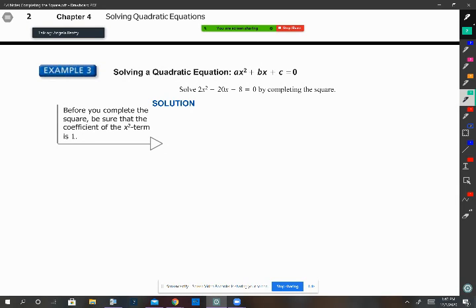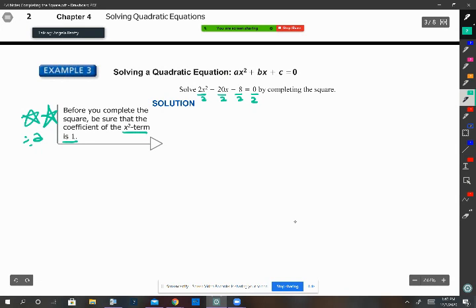So I want to make sure that there's a couple things. One is this idea: before you can complete the square, the x squared term has to be a 1. And the way we make it a 1 is we're going to divide everything by a, whatever the a value is. If I look at this equation, the a value is what's in front of x squared, so that's a 2. So I have to first divide everything by 2 before you can do anything.